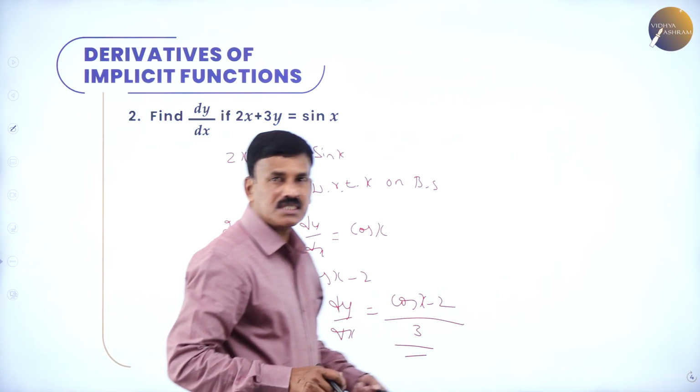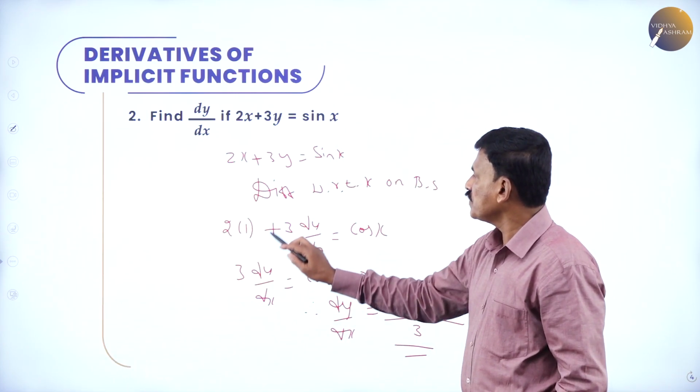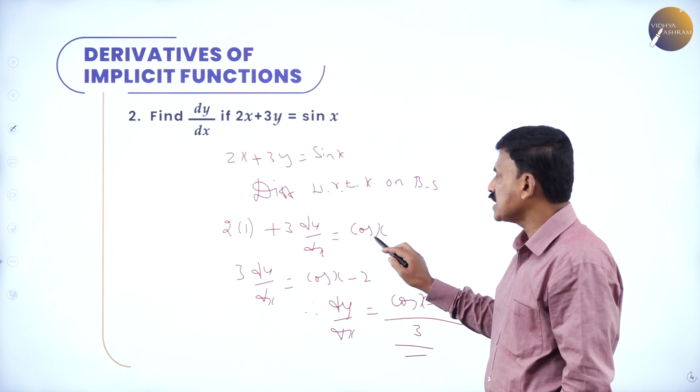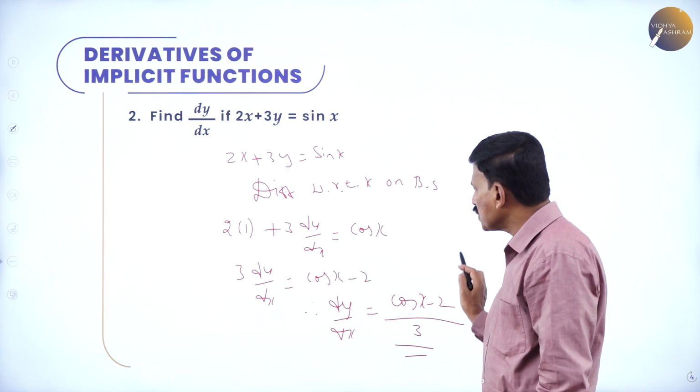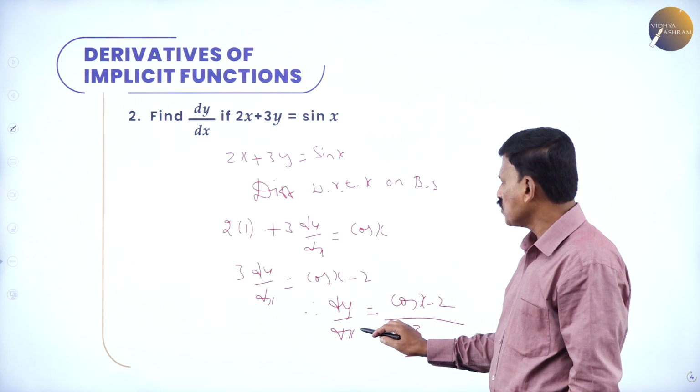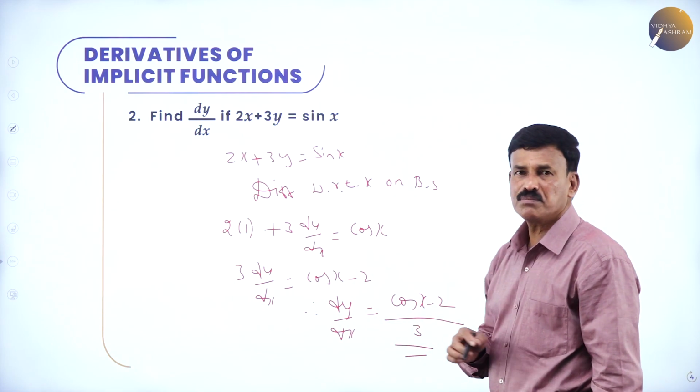Differentiating with respect to x on both sides. Differentiation of x is 1. 3 into differentiation of y is dy by dx. Derivative of sin x is cos x. Transfer plus 2 to the right hand side. This becomes cos x minus 2. dy by dx is equal to cos x minus 2 divided by 3.